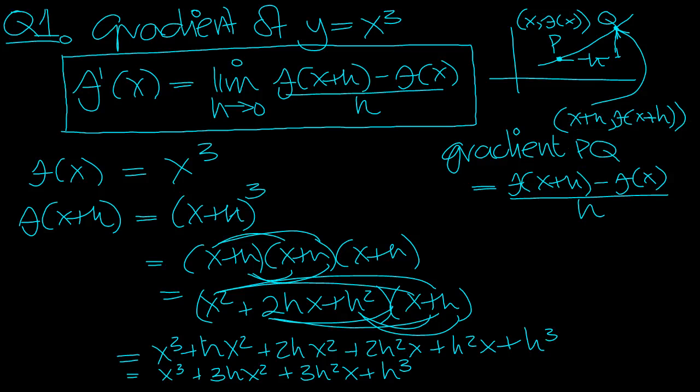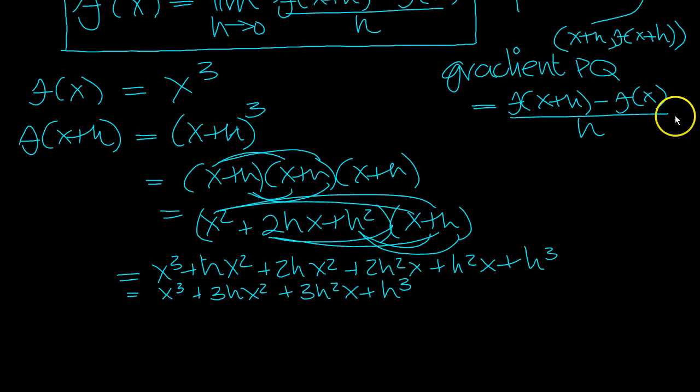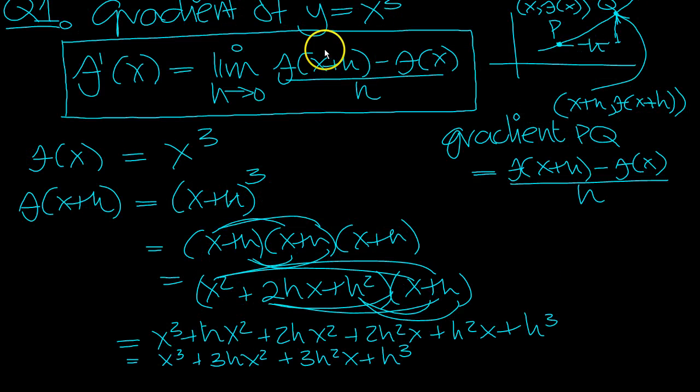Okay, so now let's have a look at it then. So we've got that, that's f(x + h). So we've got that component there. Now we just take it away from f(x) and divide by h, and then take the limit.